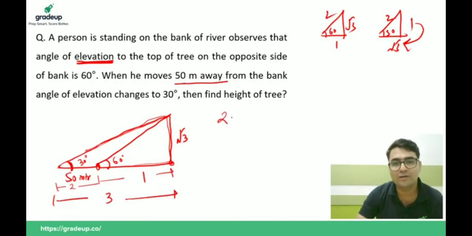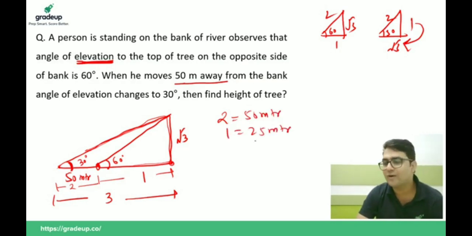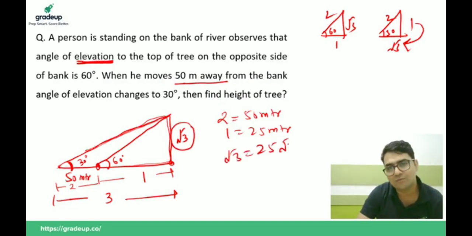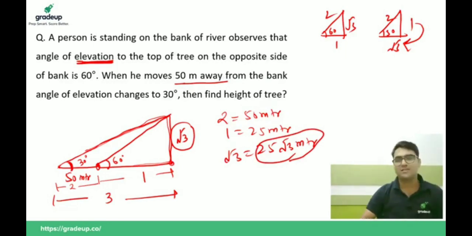So you are having 2 is equal to 50 meter, 1 equal to 25 meter, and you have to find the height of the tree, and the height of the tree is root 3. Then root 3 will be 25 root 3 meter. This will be your final answer. It is a very easy question.